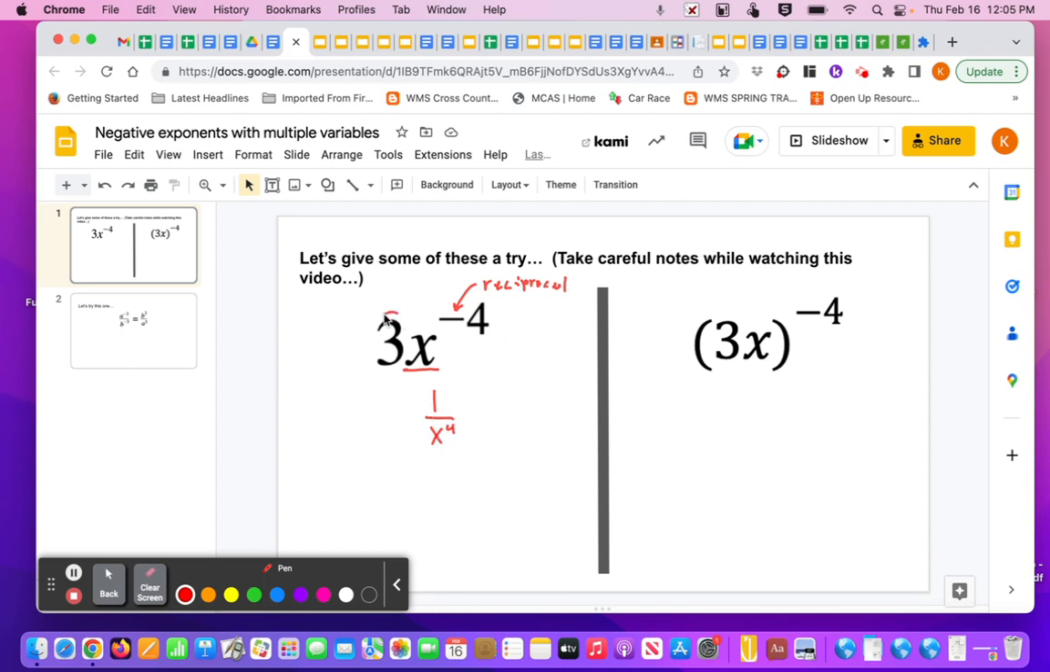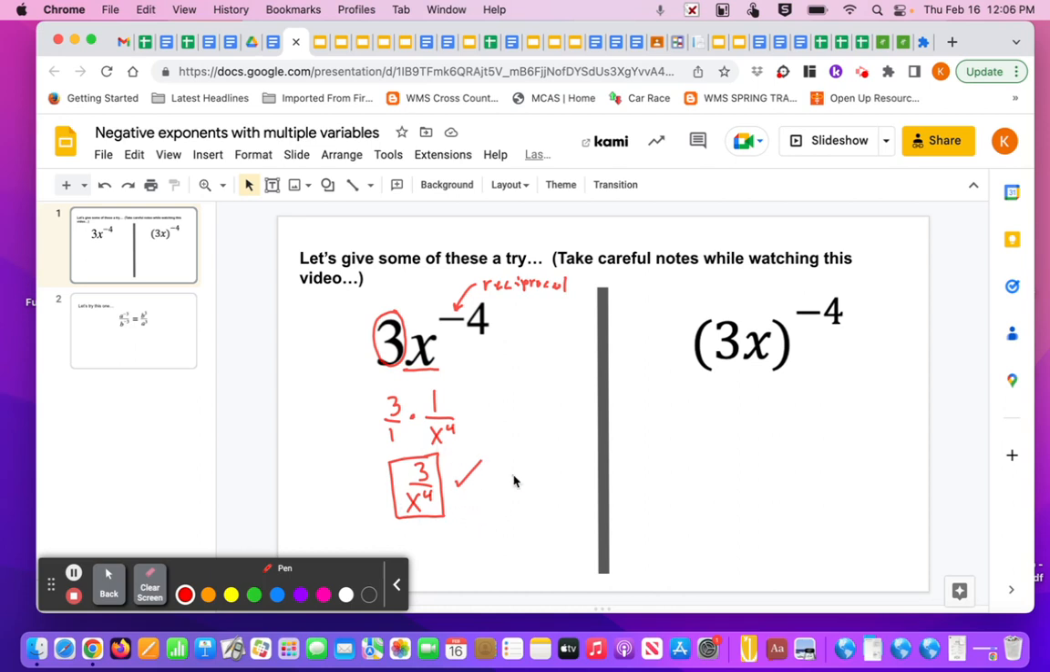Now I have this coefficient. Remember, the coefficient's out in front. The coefficient's being multiplied by this base, okay? So I'm just going to multiply this reciprocal by 3, and I can write it as 3 over 1 if I want to do that. 3 times 1 is 3. Denominator times denominator is x to the fourth, and this is your simplified expression. Remember, to fully simplify an exponential expression, we need to eliminate negative exponents, and I just did that. That is what I'm looking for.